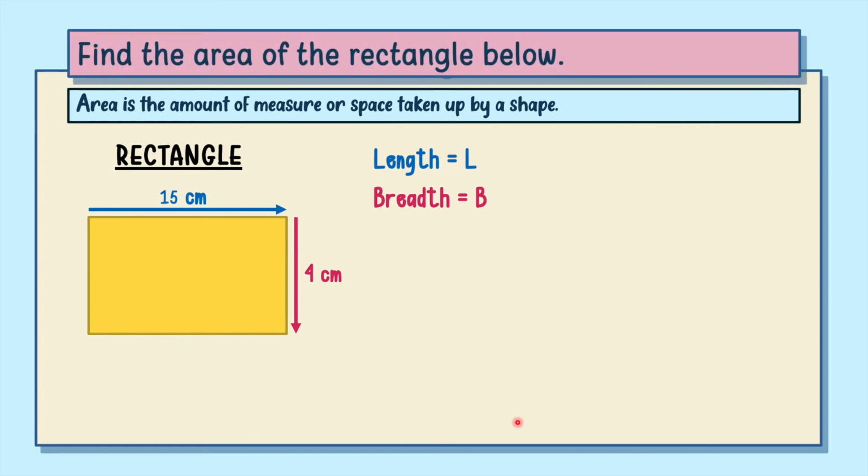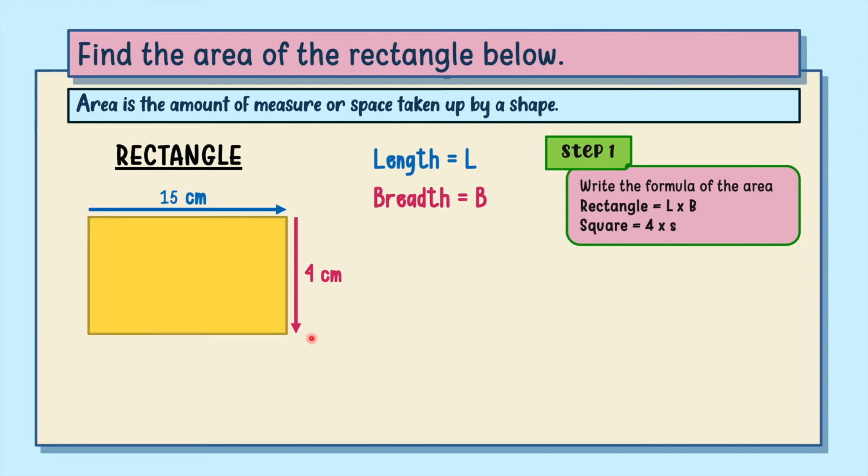So here is one example. Find the area of the rectangle below. We know that the length is 15 centimeter and the breadth is 4 centimeter. Do you remember the formula to find the area of a rectangle? Okay, that is your step number 1. Step number 1, we should write the formula of the area. We're talking about rectangle. So the area of a rectangle is length times breadth. So I can write this down, length times breadth.